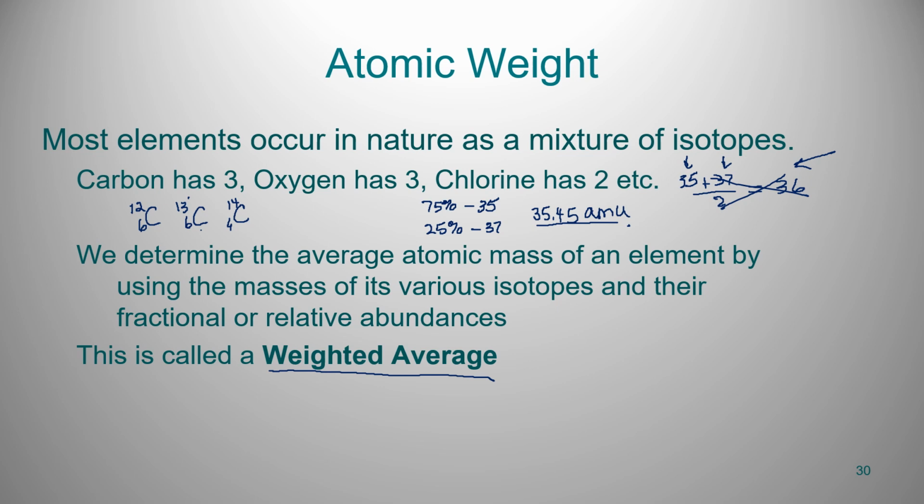And it's based on the fractional or relative abundances of the isotopes. And again, the abundance of the isotopes is not anything you can predict, it just is. It's out there in nature and you can actually look them up. So let me show you an example.